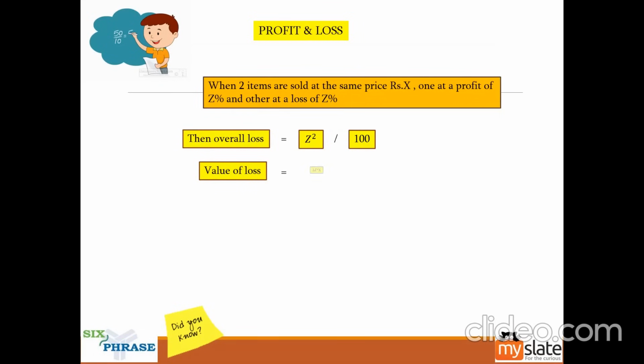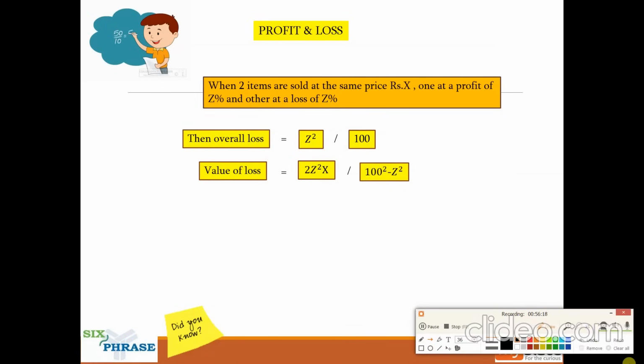So this is a shortcut again for when two items are sold at the same price rupees X, one at a profit of Z percentage, another at a loss of Z percentage. So you can clearly see here we are selling two items at the same price. The selling price is the same, and one is at a profit of Z percentage and the other at a loss of Z percentage.